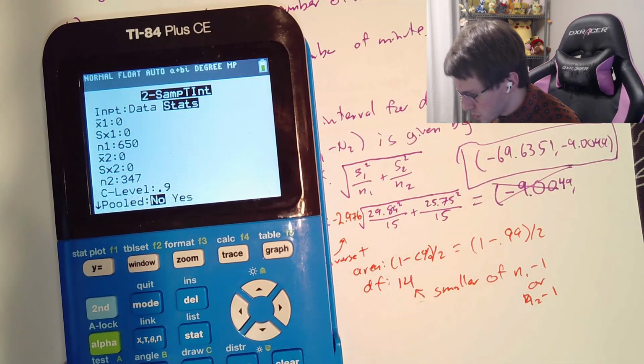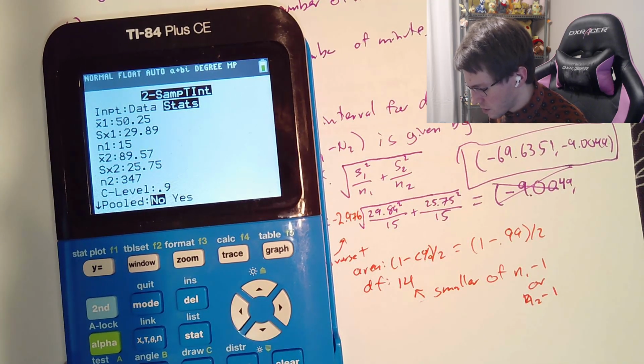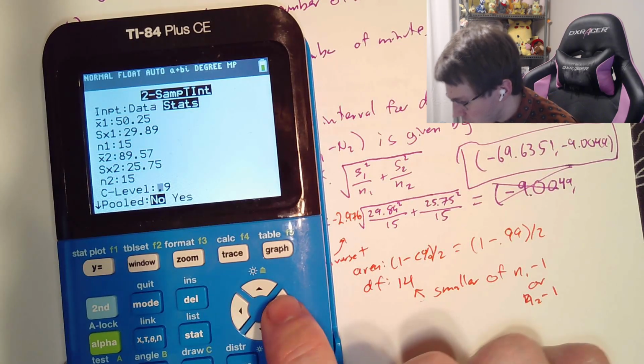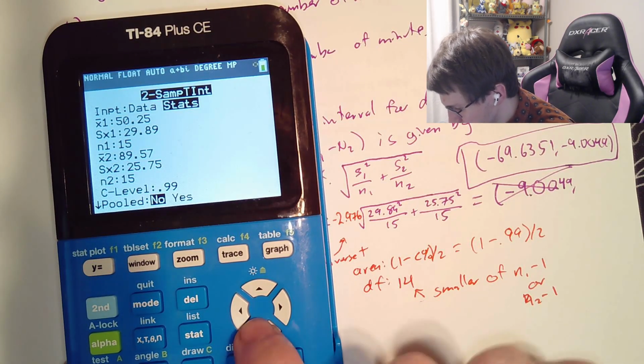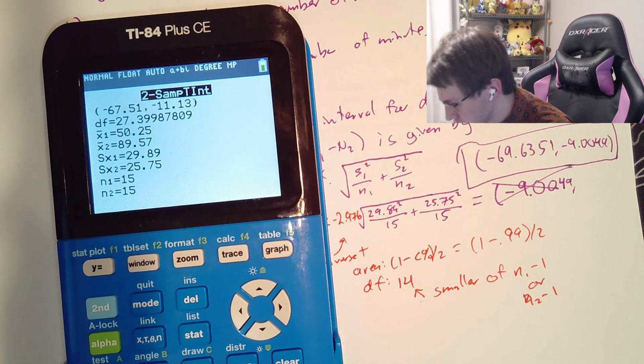This time we're doing stat data. Our original mean was 50.25. Our standard deviation is 29.89. Our N1 was 15. These are all the numbers from the table, by the way, if you don't know where they're coming from. We got 25.75. Our N is 15 here. Our C level is 0.99. We never, ever hit pooled. And then we hit calculate.